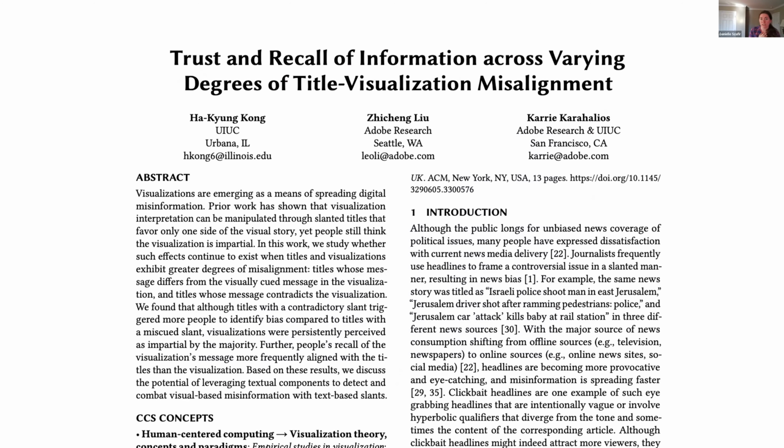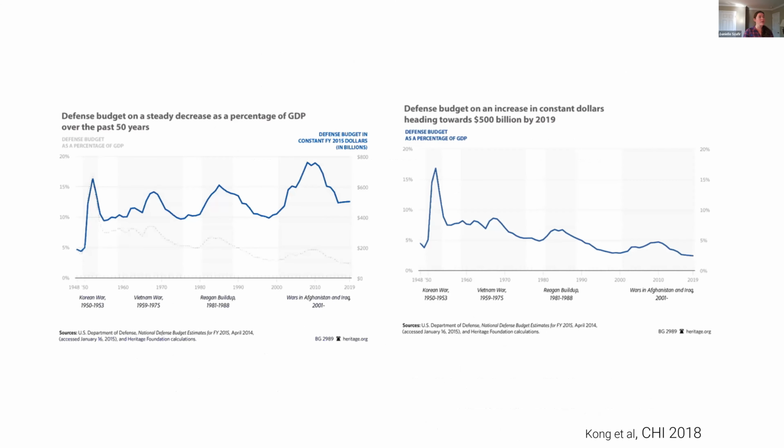So for example, it turns out that this bias is fairly robust overall. There was a study done in 2018 by Kong et al. that looked at biases introduced by title alone. So this is not adding any extra visual embellishment like we saw with the monster. What they did is they showed people charts like this, where we would see defense budget on a steady decrease as percentage of GDP, even though the values are going up, or a defense budget on an increase in constant dollars, even though the values are going down. So even when we had titles that were actually running counter to what was shown in the data, people would recall what was seen in the titles more so than they would what was in the data.